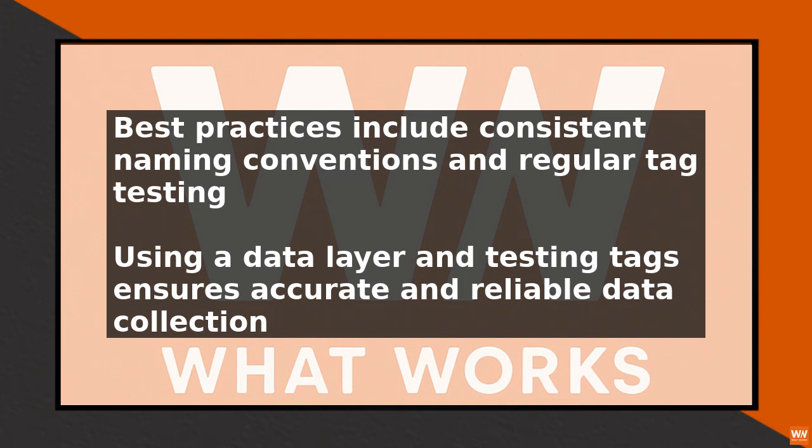You should also test your tags regularly to ensure that they are firing correctly and sending data to your Google Analytics account. In conclusion, reading Google Analytics tag implementation is crucial to ensuring that your data is accurate and reliable. By understanding the different components of the tracking code, including the tracking ID, data layer, and triggers, you can set up and configure your tags to collect data effectively.